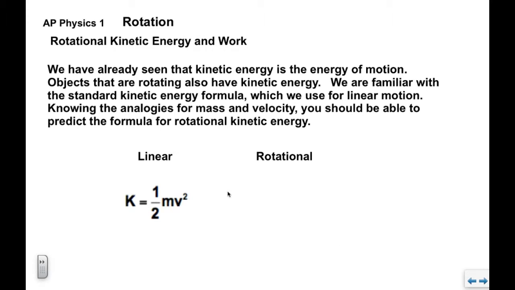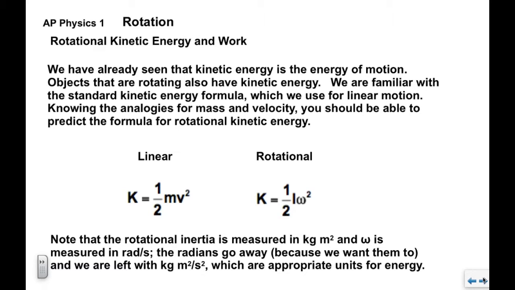In the linear sense, K, capital K, equals 1/2 mv squared. m is the mass, v is the velocity. In the rotational sense, we still use the symbol K. It's still kinetic energy, but the formula is 1/2 I omega squared. I, rotational inertia, is the analogy for mass, and omega, angular velocity, is the analogy for v, for linear velocity. So kinetic energy equals 1/2 I omega squared.